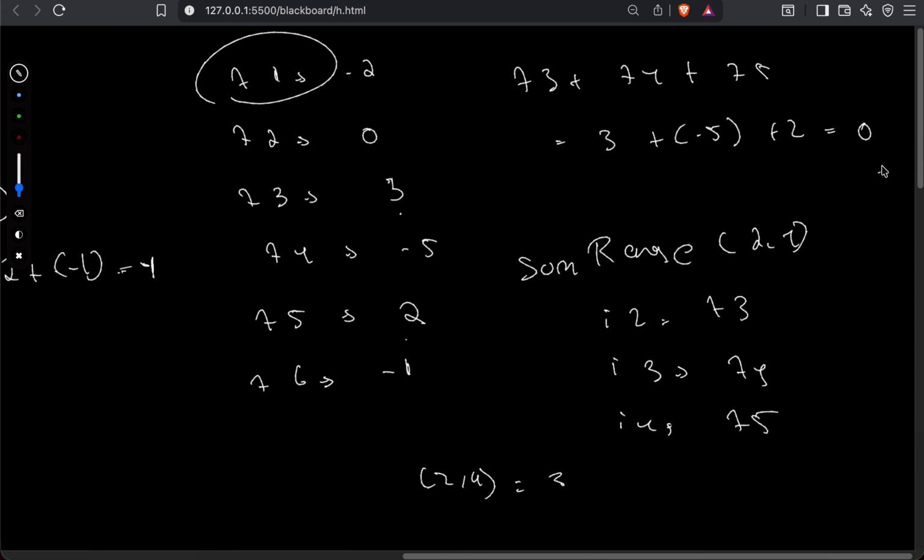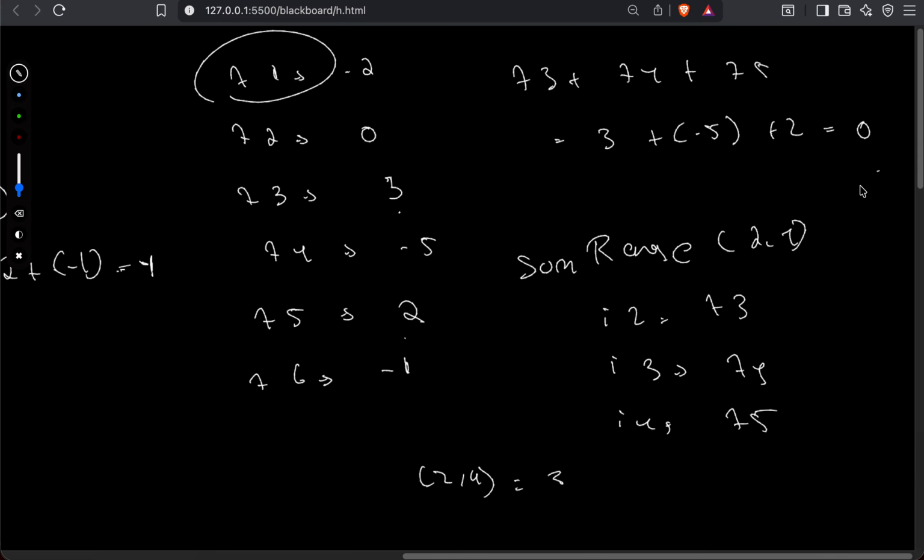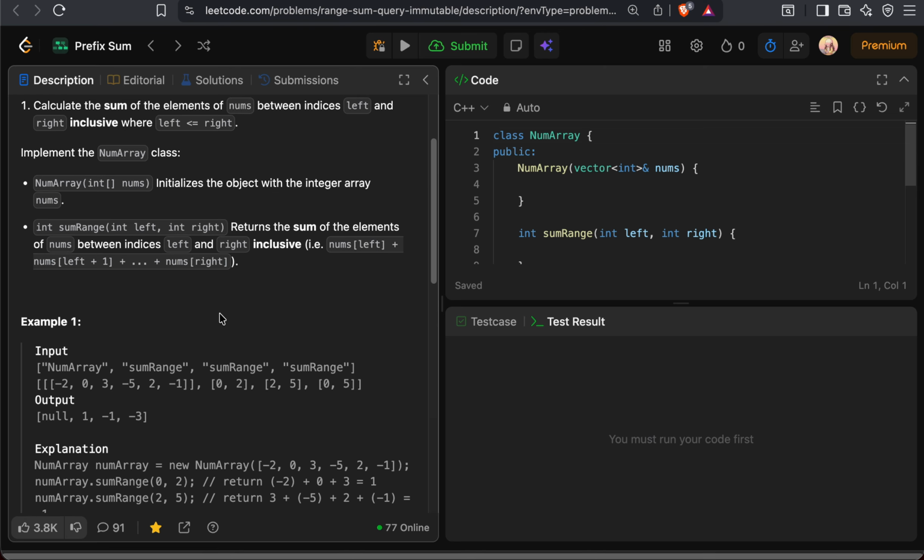Now let's see the problem again. How do we think about this problem? First read the problem, and ask yourself, what are we doing? We are given an array, this is our array, and there are many queries. Each query is the sum between index i and index j.